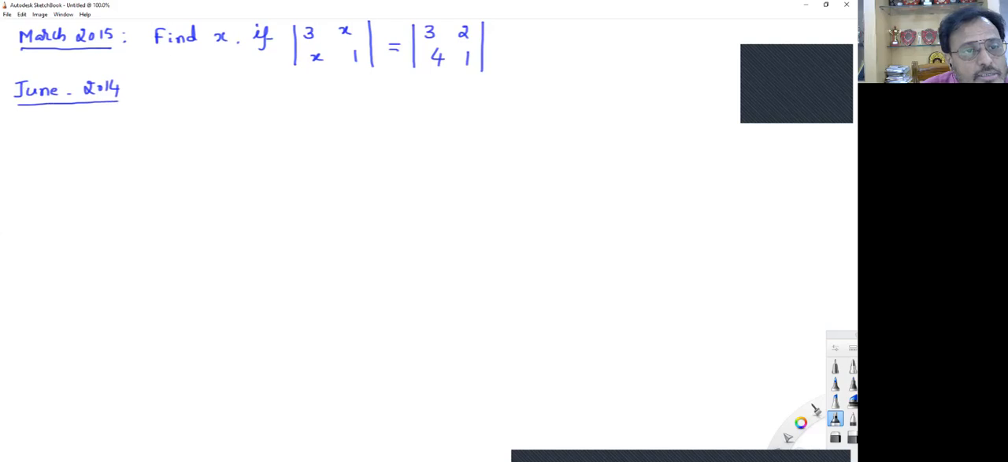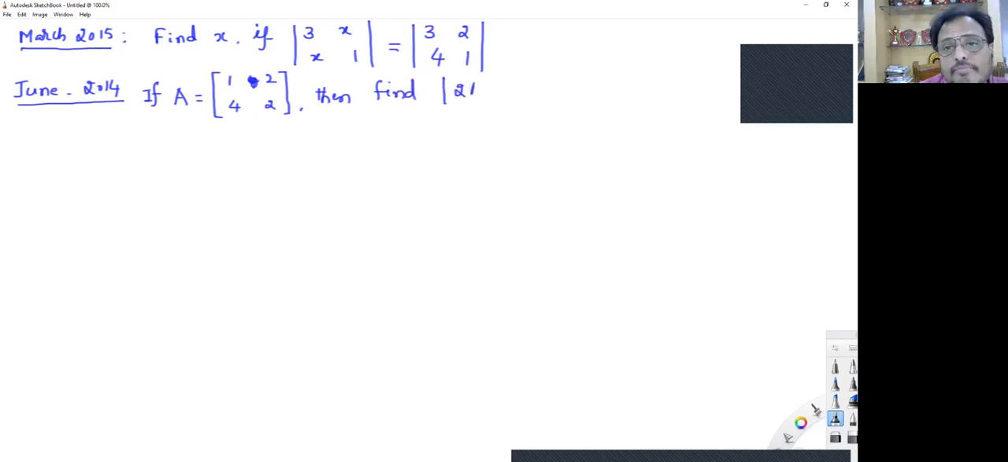So here March means annual exam, June means supplementary exam. See that this is the question what he has given. If A is equal to, sorry, this is A is equal to, he has given 1, 2, 4, 2. That is second order, that is n is equal to 2. Then find determinant of 2 times of A. So dear students, see the answer.